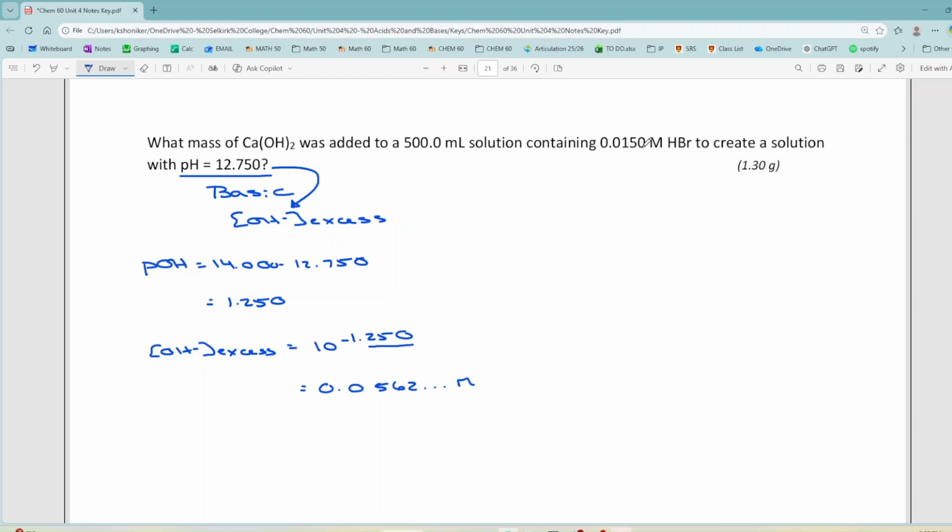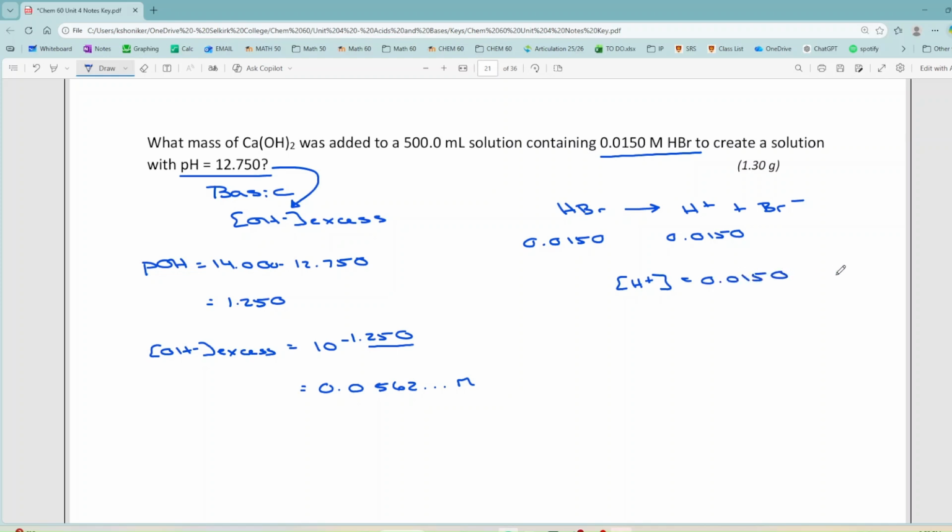Then I'm going to know that my original concentration of hydrobromic acid was 0.015 moles per liter. So then I know the concentration of hydrogen will be the same, 0.0150. And again, acids are always a 1-to-1 ratio. So then I know that the original concentration of hydrogen ions in my solution was 0.015.